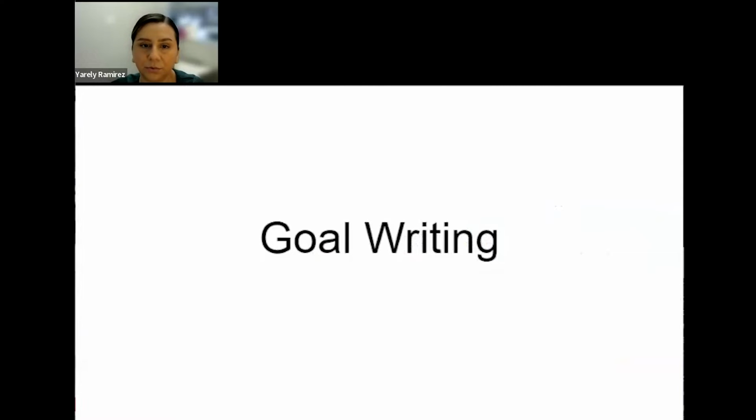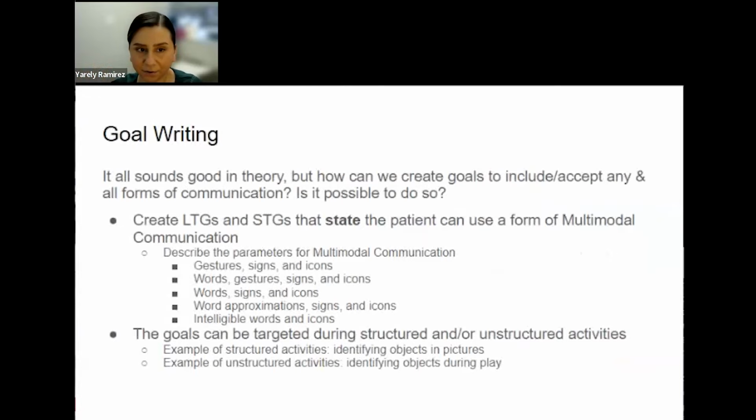Now we're moving to goal writing. So it all sounds good in theory, but how can we create goals to include or accept any and all forms of communication? Is it possible to do so? So when it comes to writing those long-term goals and short-term goals, you need to state the parameters of multimodal communication. And that's based on your observation after you do the initial evaluation or during a treatment session. What can the kid do and what can we enhance?